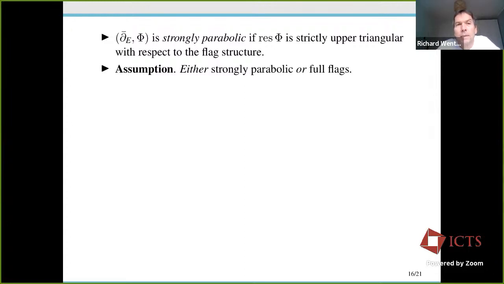So let me just say right from the very beginning that we have to make an assumption here. We're either going to restrict to the strongly parabolic case or the more general case, but in that case, we need to assume full flags. In fact, I don't know what those moduli spaces are in the non-full flag case, but in any case, that's going to be our assumption.